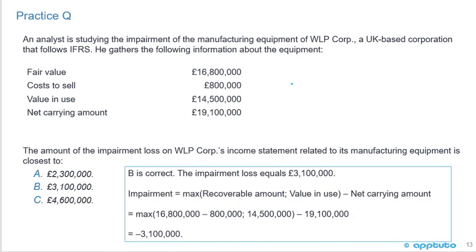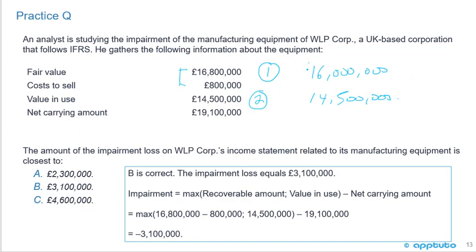Okay, nice little question to end the LOS on. So remember, now we're looking at IFRS again. It's a two-step process. Number one, we have to look at the fair value less cost to sell. And we can see that's going to be £16 million. And we're going to compare that versus the value in use. They've given these numbers to us. It's fairly easy, £14,500,000. We didn't have to do any calculations.